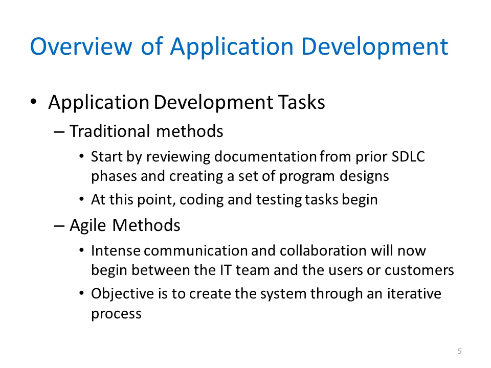If you decided to use an agile approach, intense communication and collaboration will now begin between the IT team and the users or customers. The objective is to create the system through an iterative process of planning, designing, coding, and testing. Agile projects use various models, including the spiral model, which was shown in figure 1-30 on page 26 in our text, or the extreme programming example, which is shown in figure 11-7. Agile development and extreme programming are going to be discussed in detail later in this chapter.